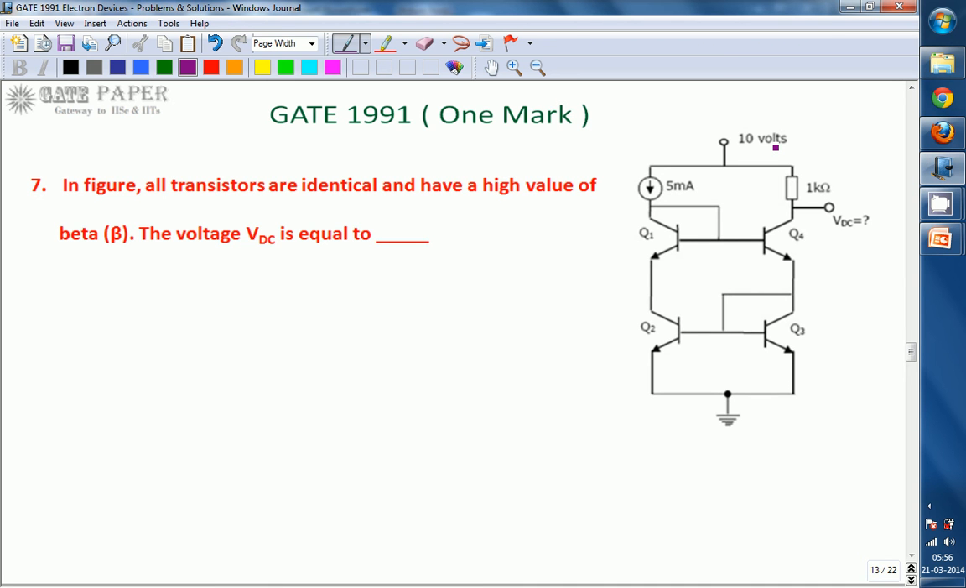Hello, we are discussing the GATE 1991 ECE paper, and the topic we are discussing is electronics. So look at the diagram. This is a 1 mark question related to the diagram. If all the transistors are identical and have a high value of beta, the voltage VDC is equal to, that we are going to calculate.